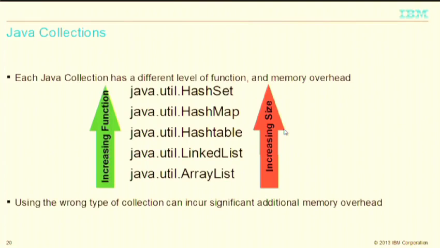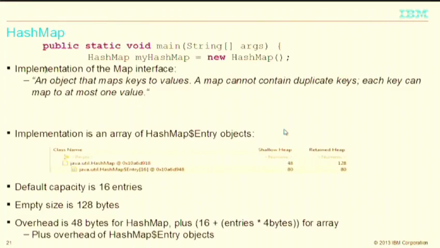And they've got a range of different function, right? Hash map gives you much more function than array list does. And unsurprisingly, it's got an increase in size. So the more function you have in the collections, normally the bigger it's going to be in terms of memory. So using the right collection usually gives you a way of minimizing your memory usage. So what we'll do is we'll actually have a look at some of those in detail. So, hash map.